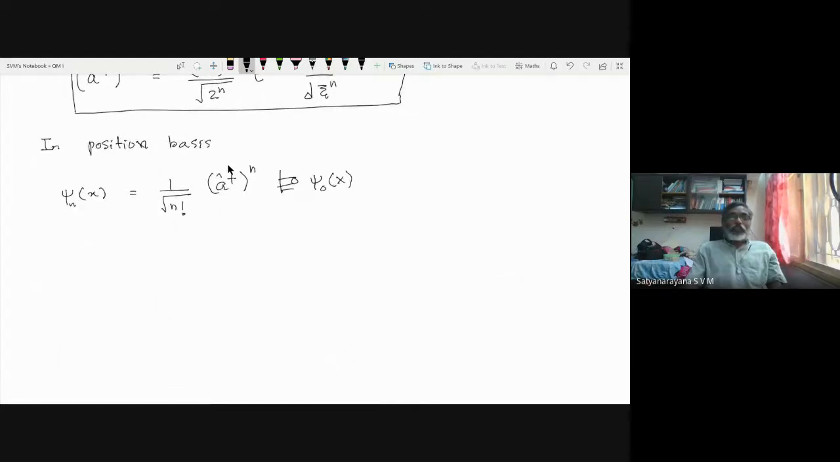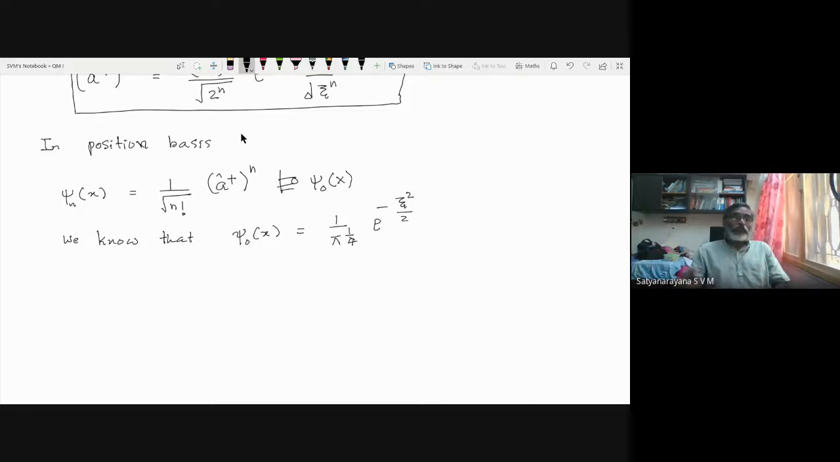Now this one is something that I have already obtained. We have already seen that the ground state psi 0 of x is equal to the normalization constant, which we also determined yesterday, 1 by pi to the power 1 by 4, into e to the minus psi square by 2.